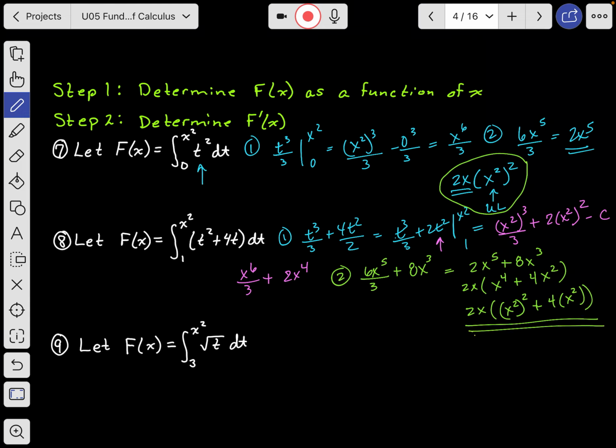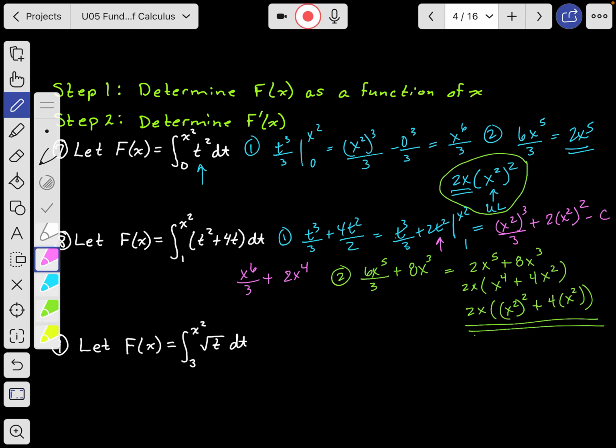Okay, let's see if we got that all. So we have 2x, that's the chain. Here's our function evaluated at the upper limit, x squared. And so our original function was t squared plus 4t, and our t just happens to be x squared. And so we're good here. You can clean it up a little bit, but I'm going to go ahead and leave it just like this. All right, let's try one more, number 9.